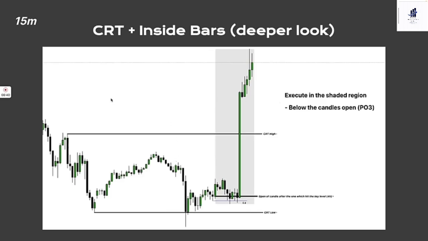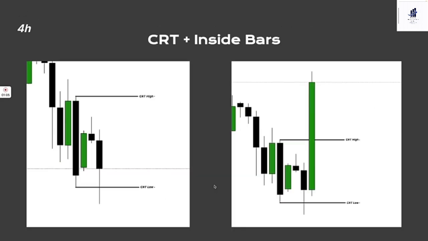Hopping down to the 15-minute time frame, deeper look. Let's refine that entry. Candle open. Turtle souping the low. When we're bullish, we want to buy below the open. So what open is this? This is the candle right after the one that hit the key level on the 4 hour time frame. So as you can see right here, we hit the key level, range low, open of this candle.